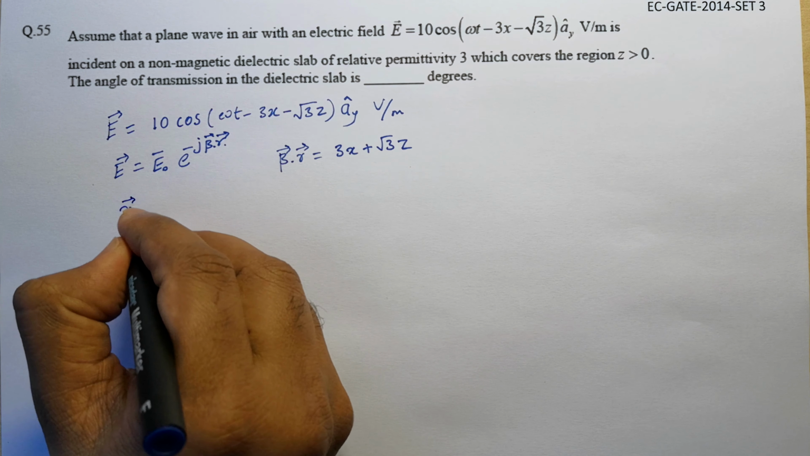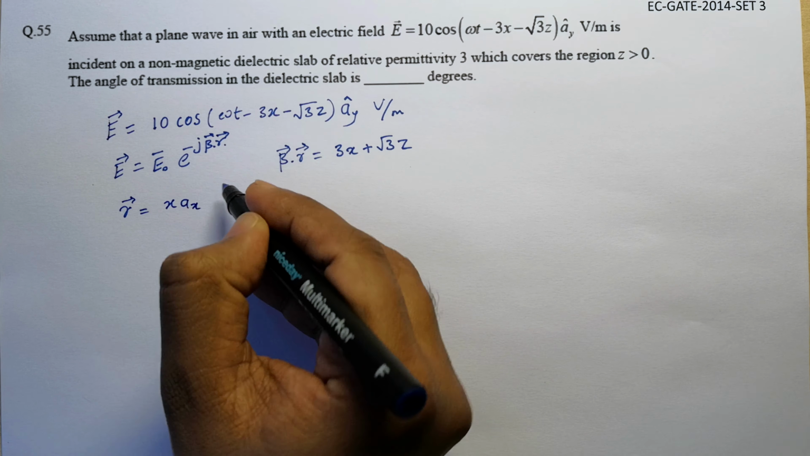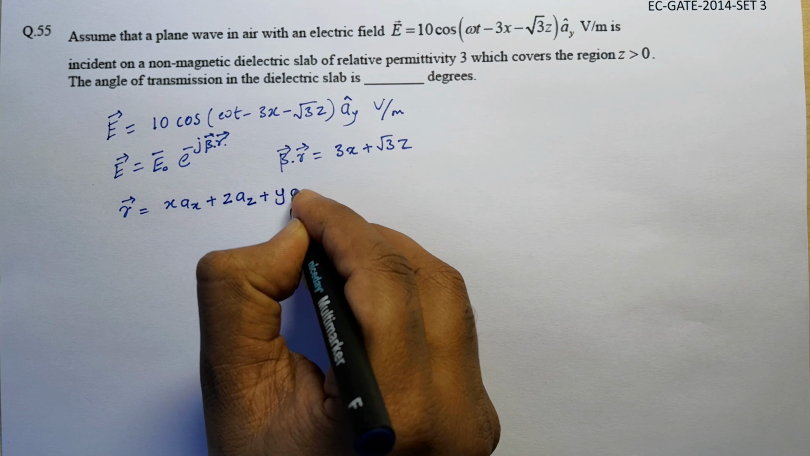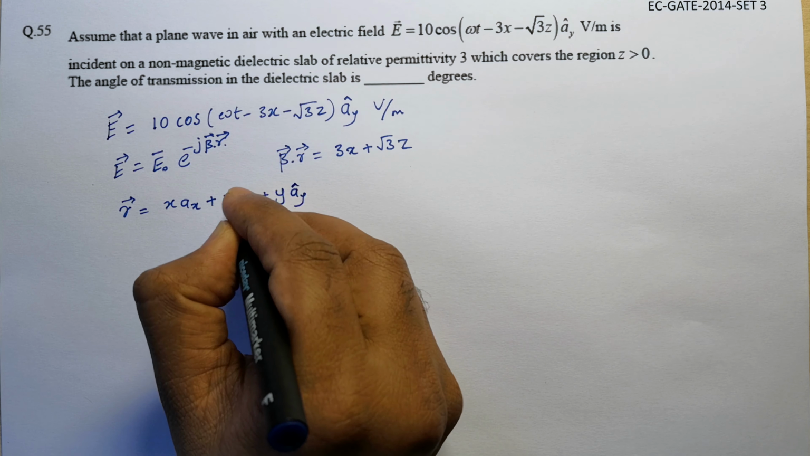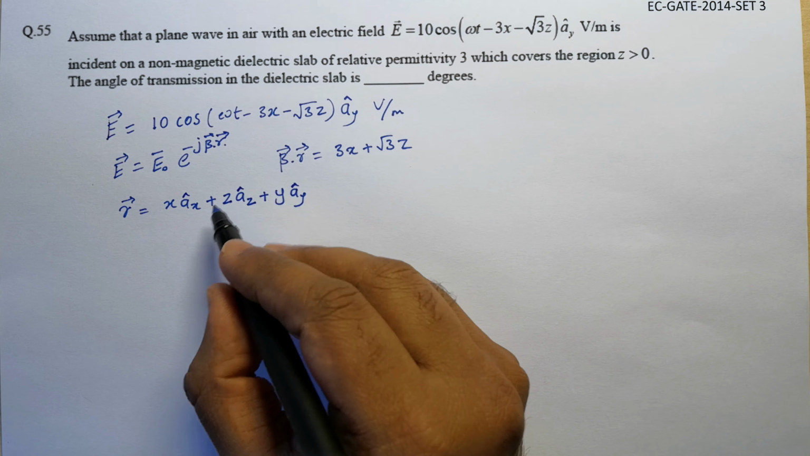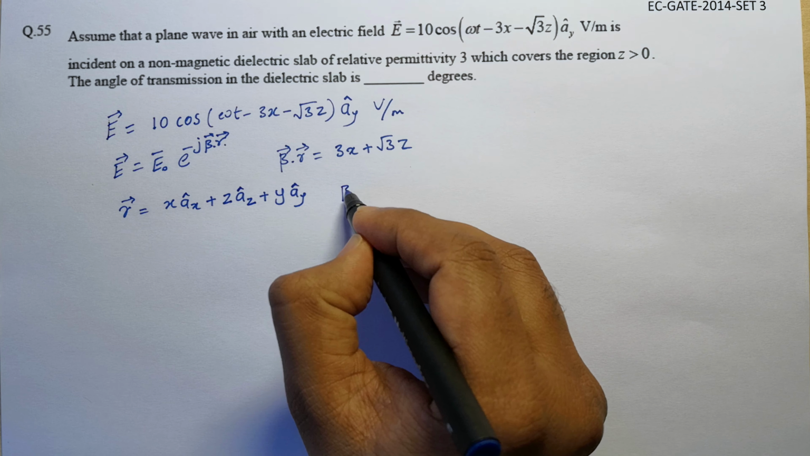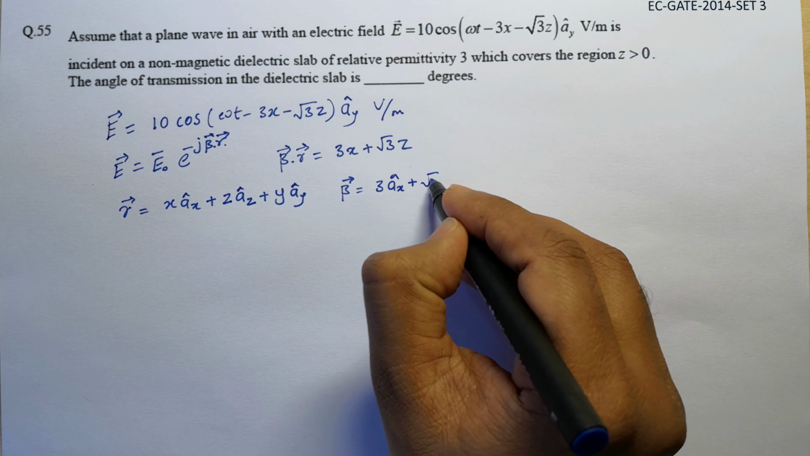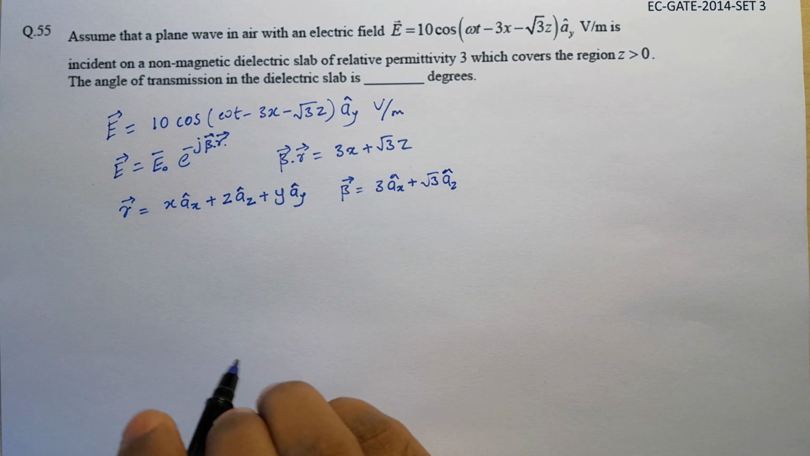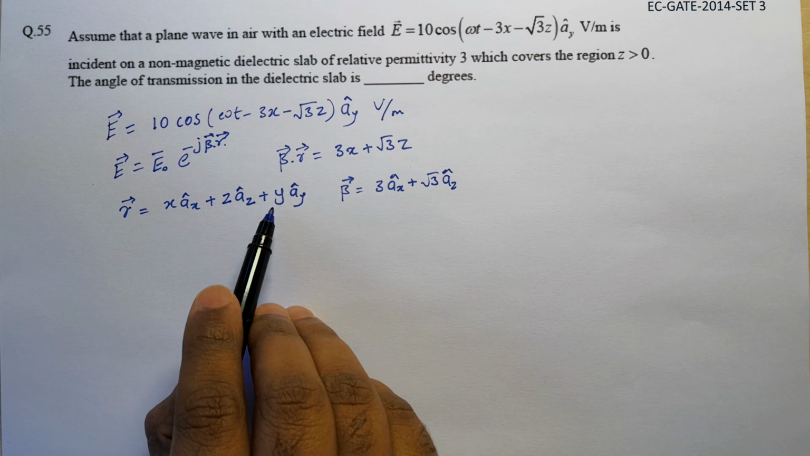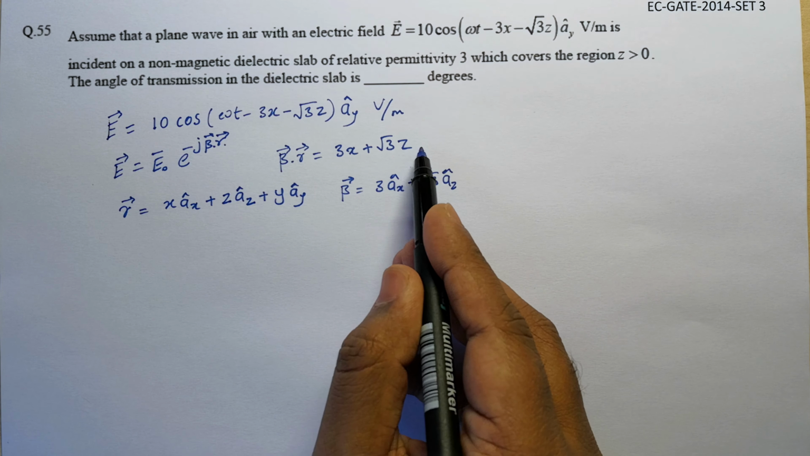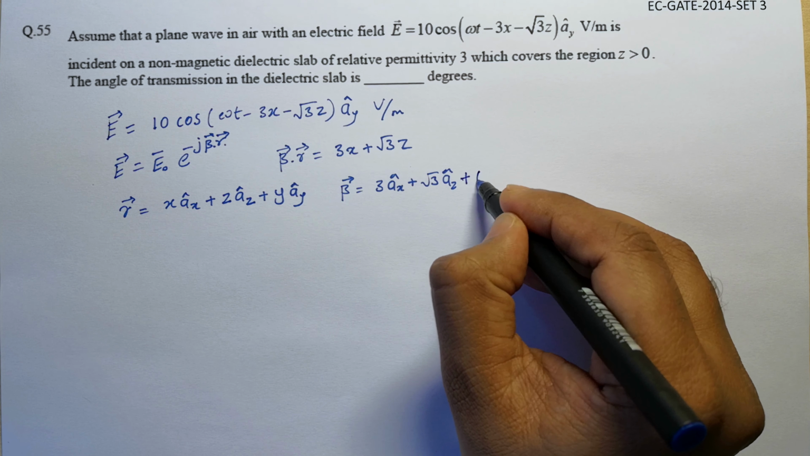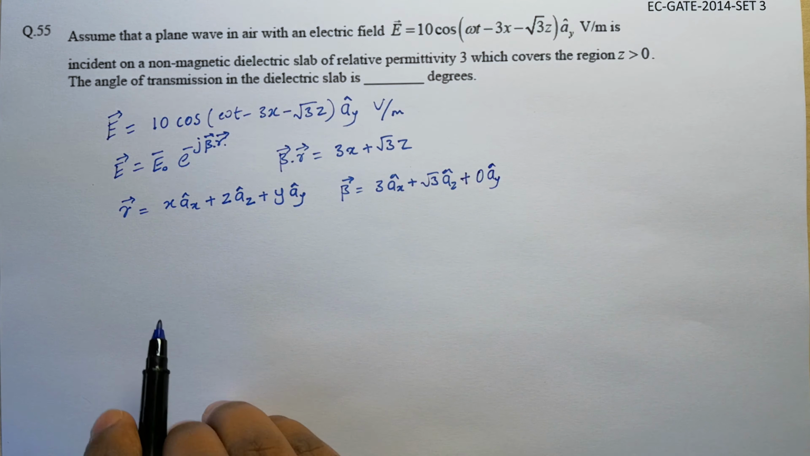Now, r can be given as x ax plus z az plus y ay, where all the a's are unit vectors, and from this we know that beta here is 3 ax plus root 3 az. And y is probably 0 because otherwise there would be a y term here. So, let us just write that down so that it is not confusing. It is a 0 ay cap.